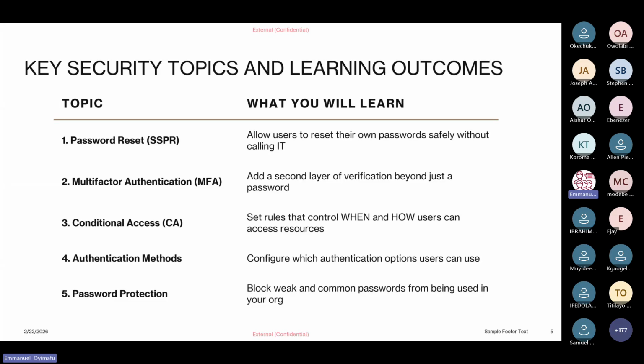For conditional access policy, this sets rules that control when and how users can access resources. Okay, when the device is not compliant, deny access, things like that. When the user is trying to sign in from an unauthorized location, block. Those are the things we're going to look at in conditional access policies. Then we'll look at authentication methods, how we can configure authentication methods, and which authentication options users can use. We are going to actually check all this.